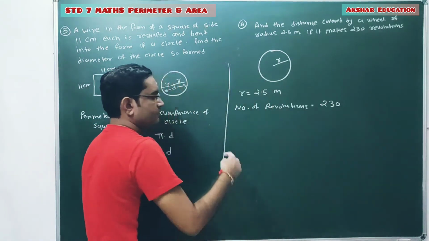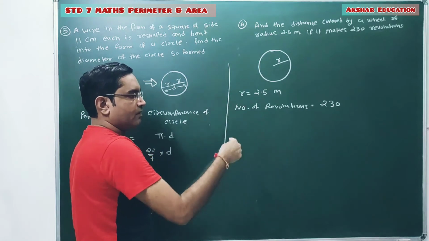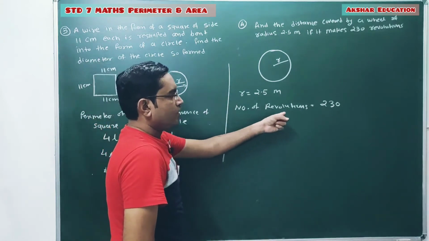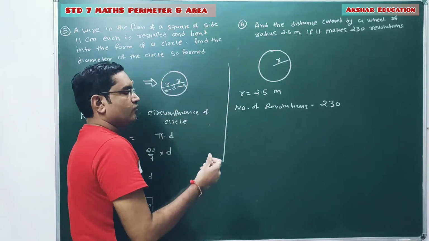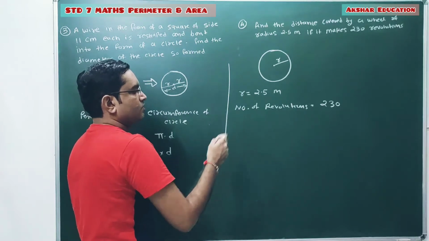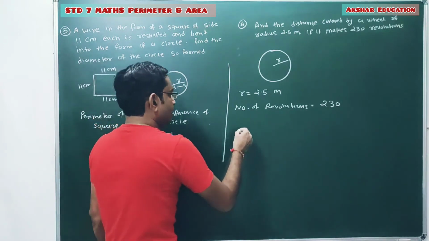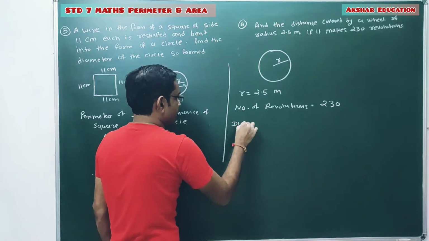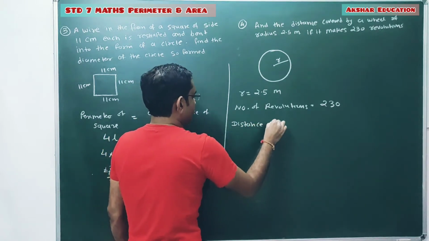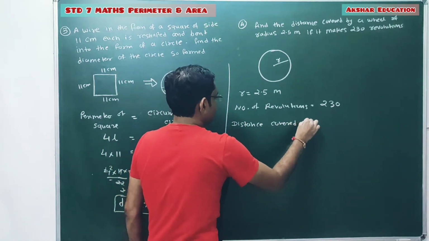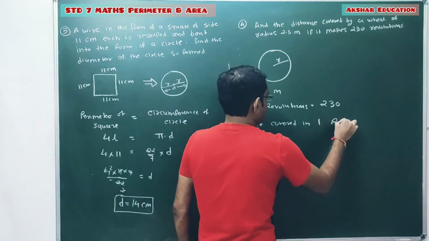How many times does the tyre rotate? 1 time, 2 times, 3 times. Total number of revolutions is 230. So you have to find the total distance covered in 230 revolutions. We know the formula for the distance covered in 1 revolution.